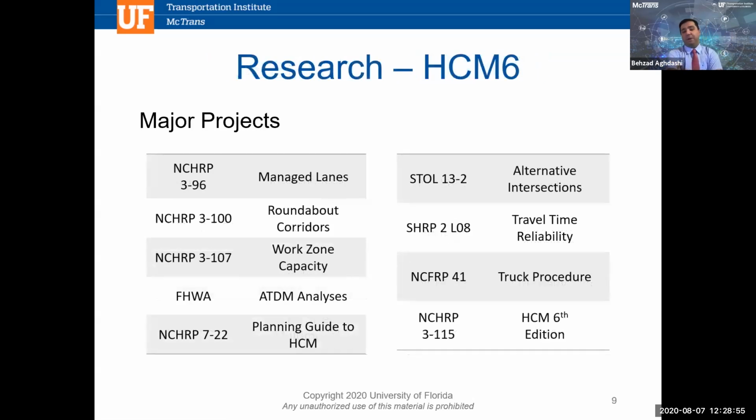A similar story goes for the 6th edition, where the primary contributing national level projects that generated material included a few NCHRP projects and a few funded through Federal Highway that generated methodologies for managed lanes and HOV lanes. That's something HCM6 was able to conduct. Another project on roundabout corridors looked into how we can analyze corridors with roundabouts. Previously, it was just a roundabout as a single point that we were able to analyze via HCM 2010.